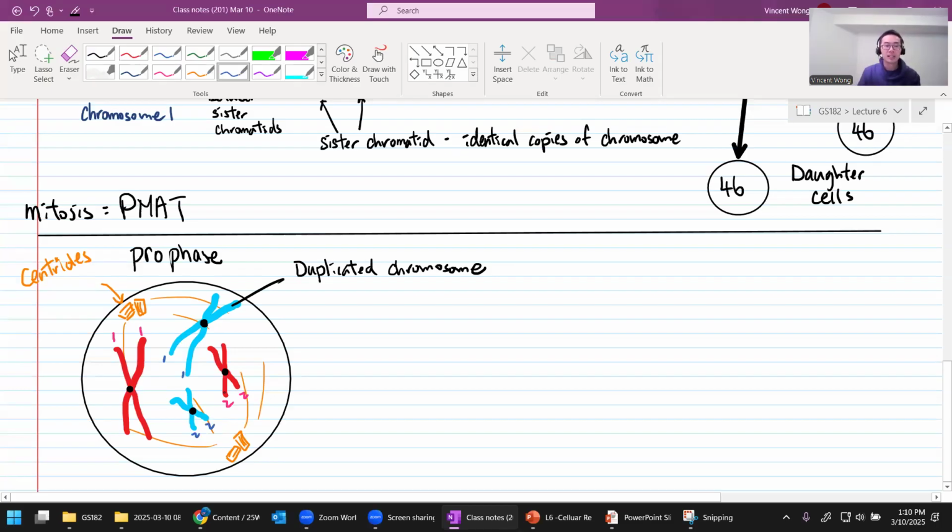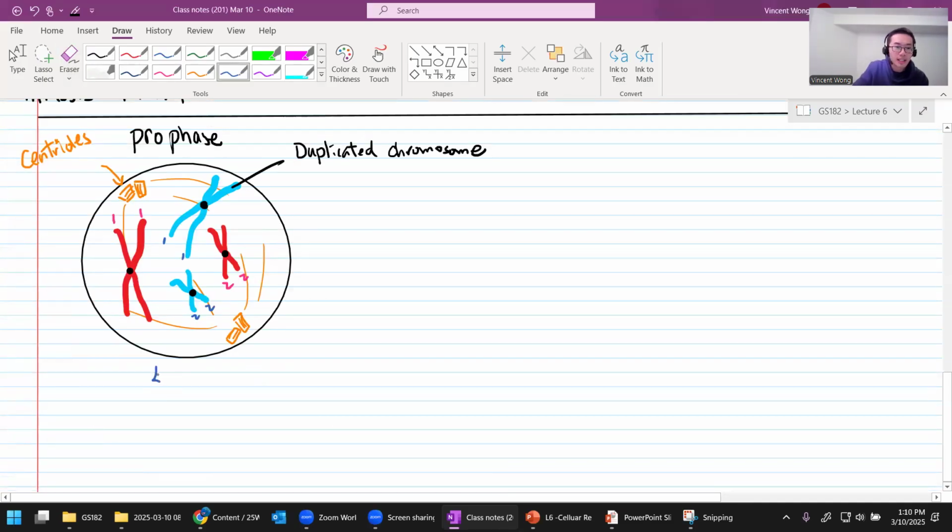Right? Before DNA replication, it's only one from mom and one from dad. But now at this point of the game, you have two from mom and two from dad for each chromosome because you have copied them. But nevertheless, they are still stuck together. So at this point, it is still 46 chromosomes in total, but I've only drawn 4, so you don't get confused.